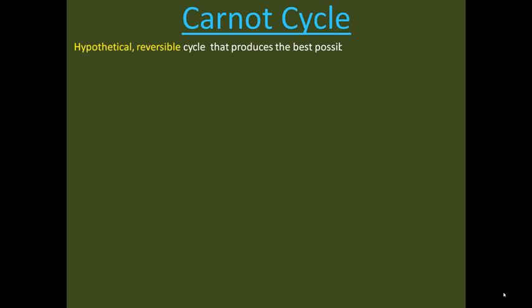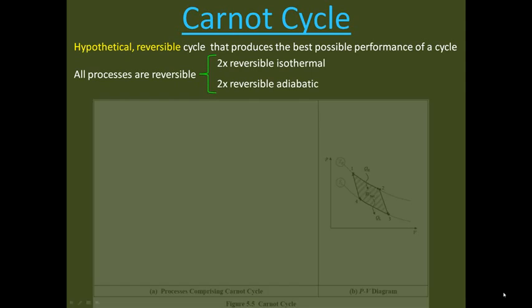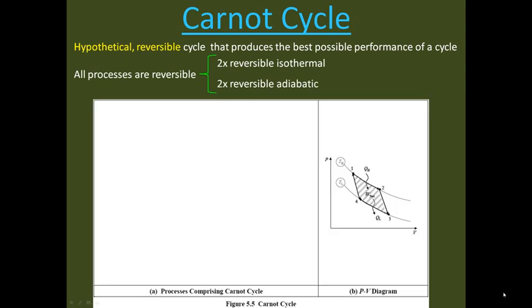So, what was the Carnot cycle? It's a hypothetical reversible cycle that produces the best possible performance of a cycle. All the processes in a Carnot cycle are reversible, and it's got two reversible isothermal processes and two reversible adiabatic. To explain what it looks like a little better, we're going to have this diagram. On the left we have the process, which will go through each of the steps of the Carnot cycle, and on the right we'll show what's going on in the pressure versus volume diagram.